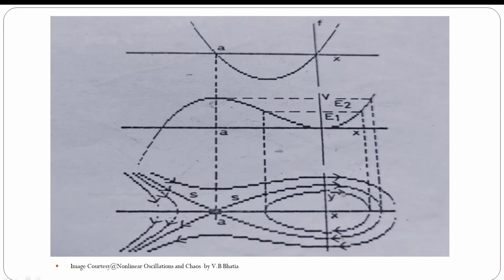Now we can plot the functions and obtain the phase space trajectories. Let us see how to obtain the phase space trajectory here. You can see these three graphs. The first one is f of x versus x. You can see this graph, f of x versus x.